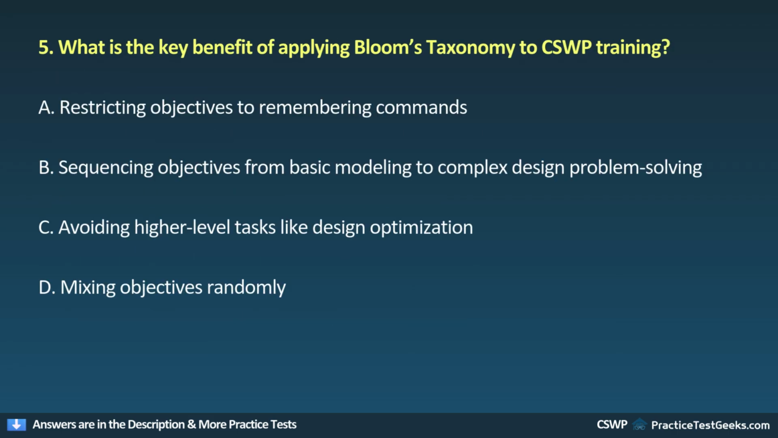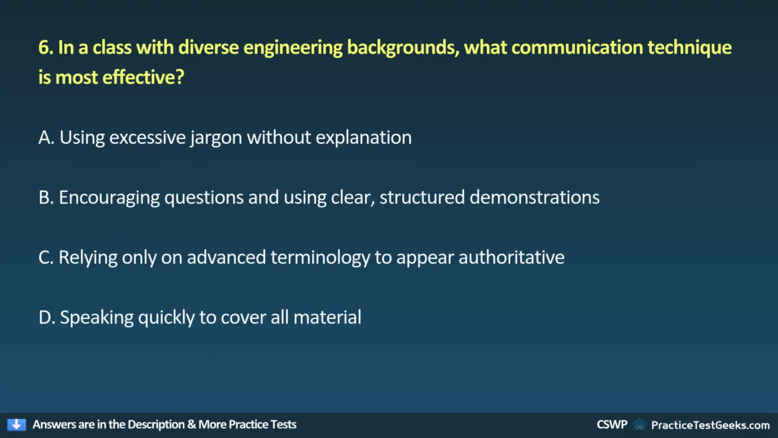5. What is the key benefit of applying Bloom's taxonomy to CSWP training? A. Restricting objectives to remembering commands. B. Sequencing objectives from basic modeling to complex design problem solving. C. Avoiding higher-level tasks, like design optimization. D. Mixing objectives randomly.